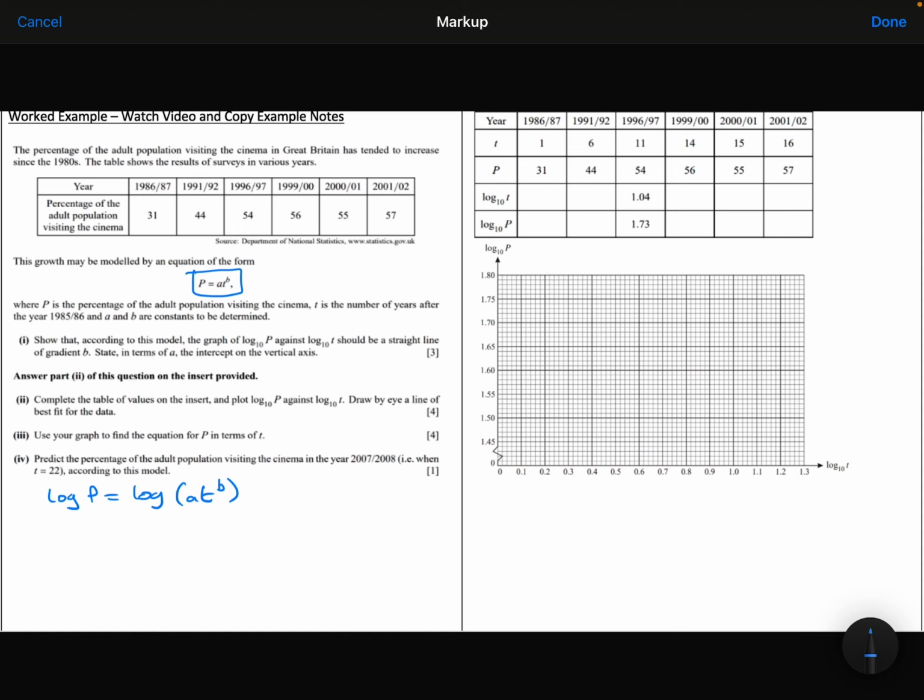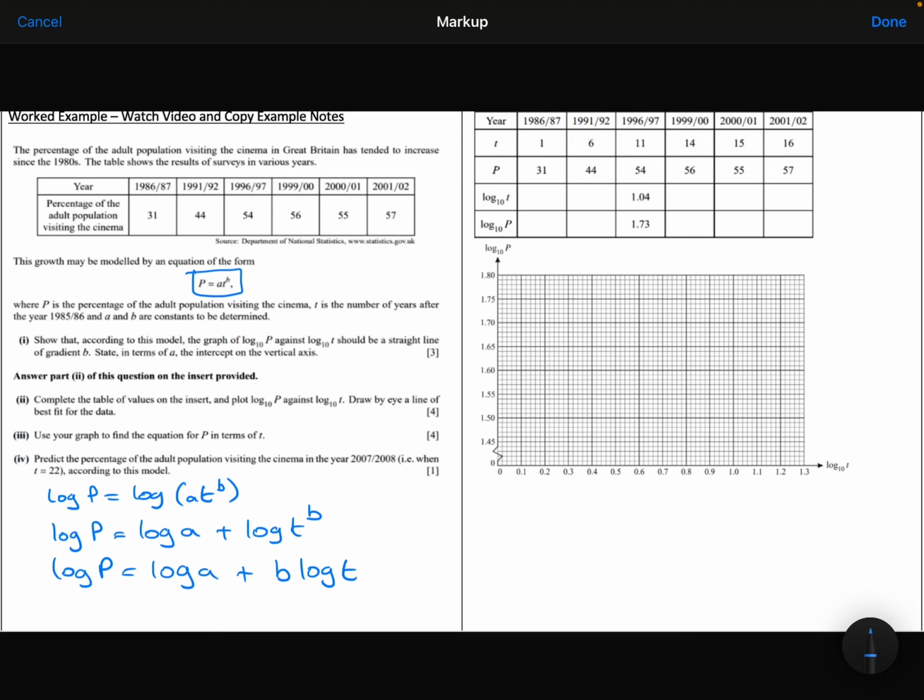I can then use the law of logarithms to split up the right-hand side to be log of A plus log of T to the power B. I can then use the power law to bring that B down to be a coefficient. So it will be B times log T.